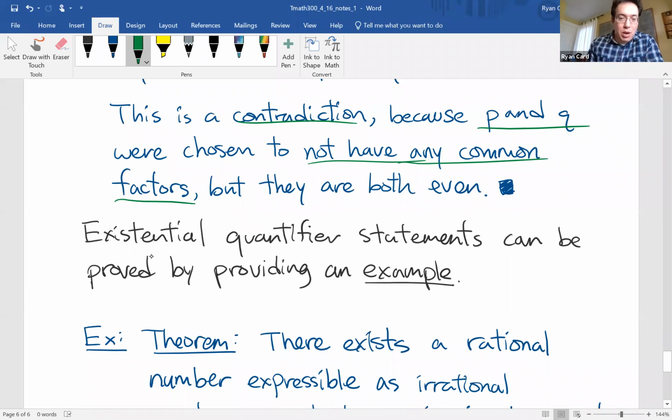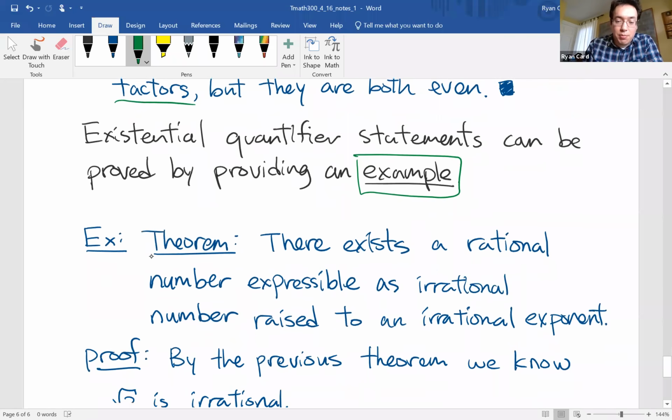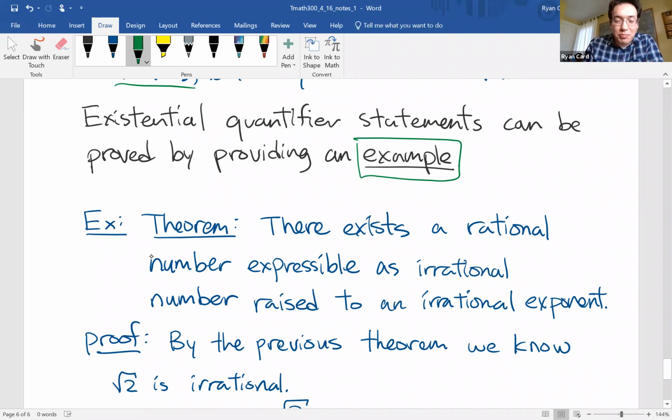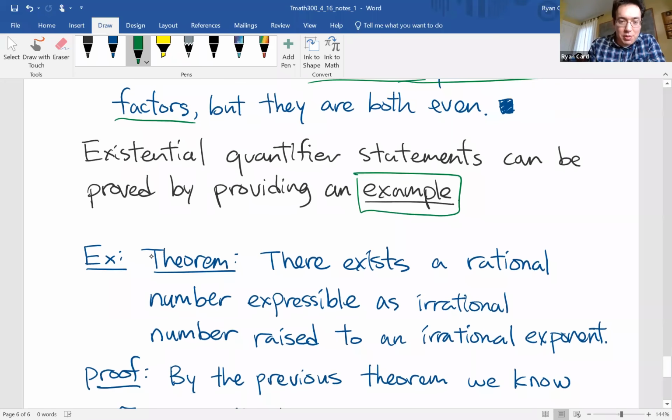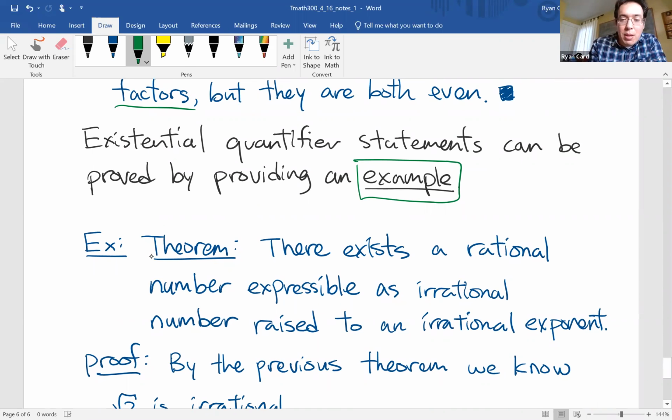All right, so one more proof that I want to show. So negation of existential quantifiers, showing that something doesn't exist, is a difficult proof. But an existential quantifier argument in the positive direction is actually pretty easy. You have to give an example where it's true. You just have to find one element where the statement is true. So here's another theorem that I really like. It uses the previous theorem that we proved. Okay, so here's the theorem statement. There exists a rational number expressible as an irrational number raised to an irrational exponent.